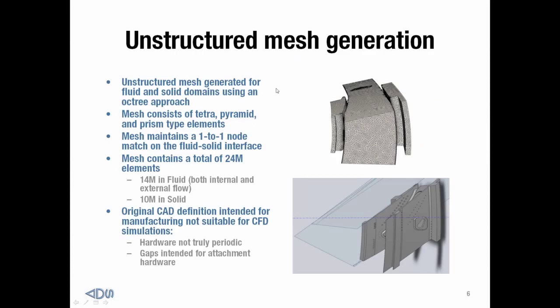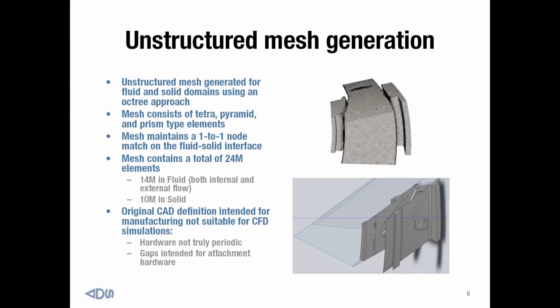So for the mesh, we chose to go with an unstructured mesh for both the fluid and solid domains. And just to reiterate, all the features on the mesh are fully resolved. There's no modeling of the film holes with source terms or anything like that. To generate the initial mesh, we went with an octree approach for the initial surface mesh. We then smoothed that out and filled the rest of the volume in with a Delaunay triangularization. And then to resolve the boundary layer, we use a prism layer extrusion from the surfaces. In the end, the mesh consists of tetra, pyramid, and prism type elements.